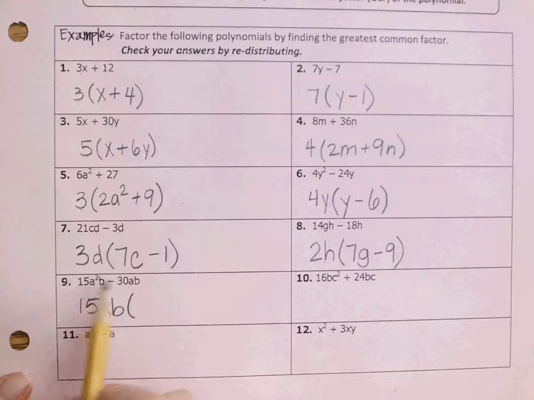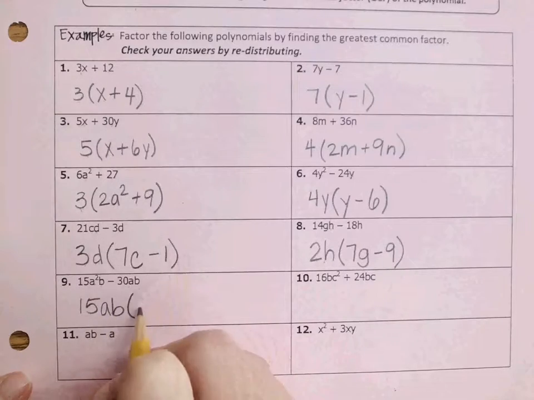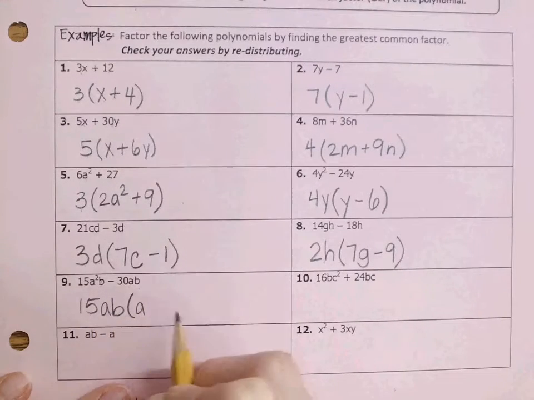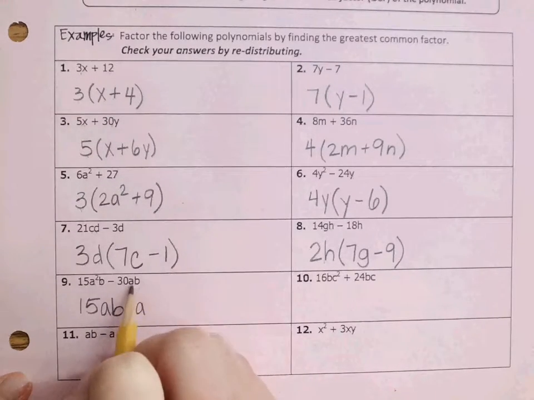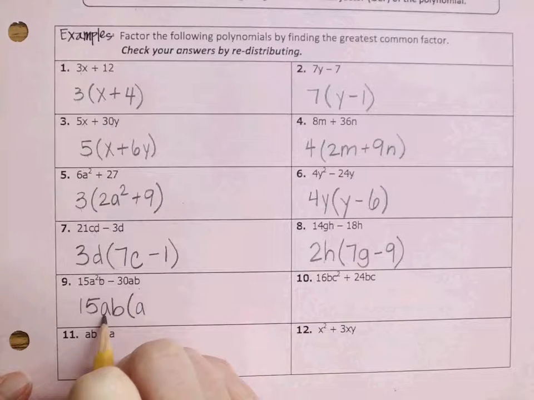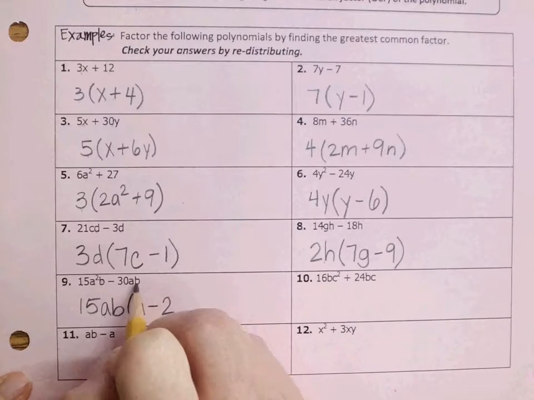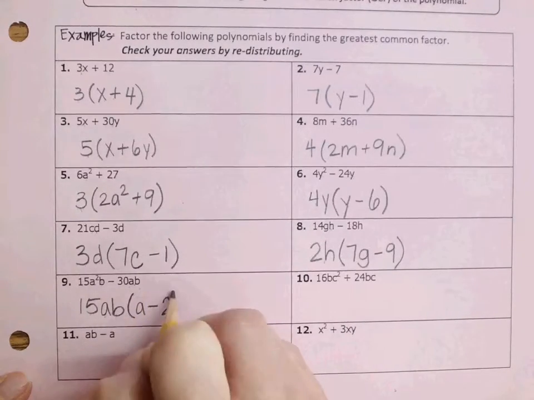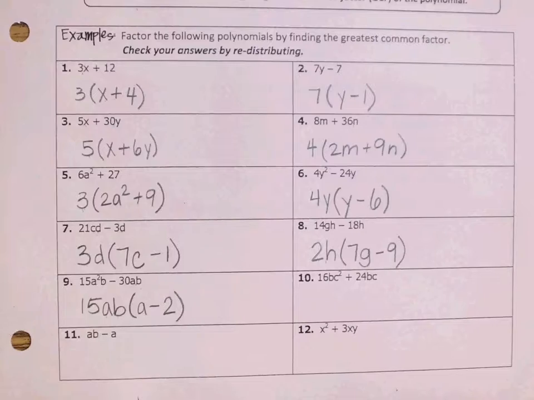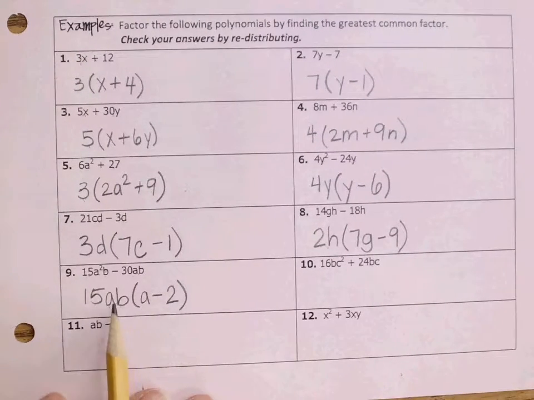Now again, take each term, divide by your GCF, start with your coefficients. 15 divided by 15 will be 1. A squared divided by a is a. B divided by b cancels out. Then negative 30ab divided by 15ab. So negative 30 divided by 15 is negative 2. The ab divided by ab cancels out. That's my final answer. Again, as these get more complicated, redistribute. Make sure that you're getting the initial answer.